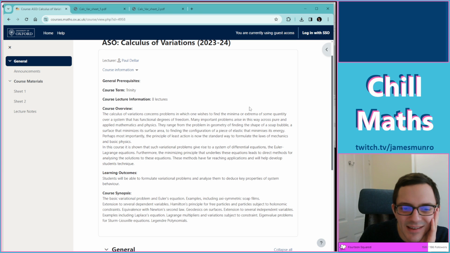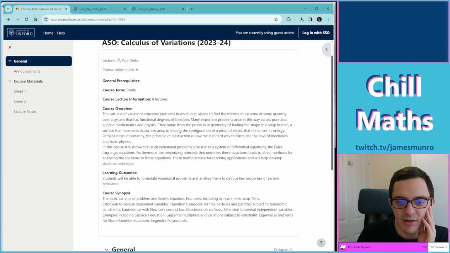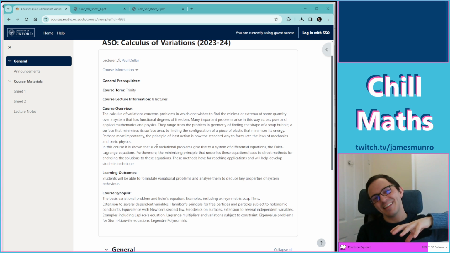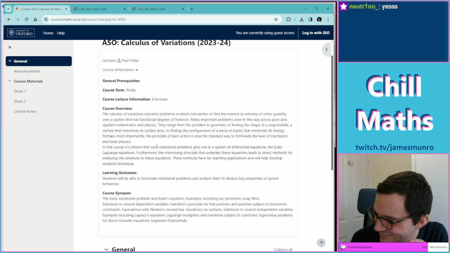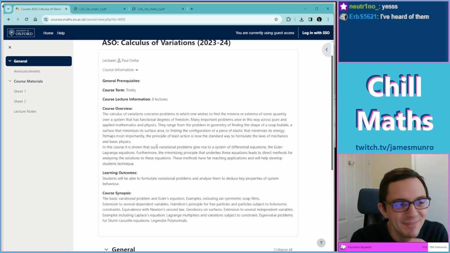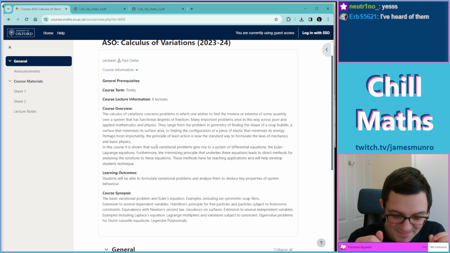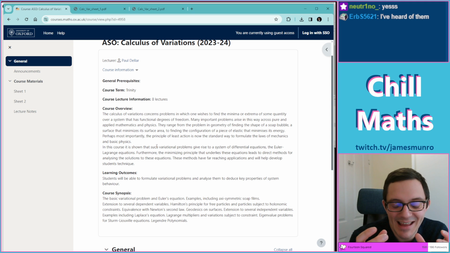Usually minima for me. Quantity over a system that has functional degrees of freedom, okay. Like you can change the function. I think that's what they're saying. Anyway, pure and applied maths and physics. Problem in geometry of finding the shape of a soap bubble. Surface that minimizes the surface area. Good, okay. People heard about these sort of shapes of soap films minimizing surface area? So because of surface tension, soap films want to minimize, or want to is too strong, but soap films are stable when they minimize their surface area. Stable is an entirely different kettle of fish. Soap films stop moving when they're minimizing surface area, which you can write in terms of some horrible integral.